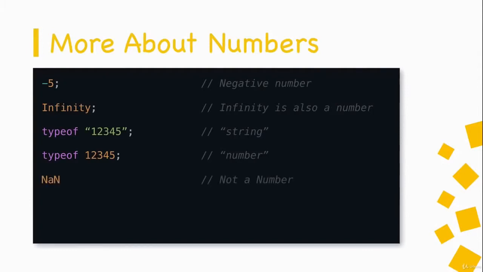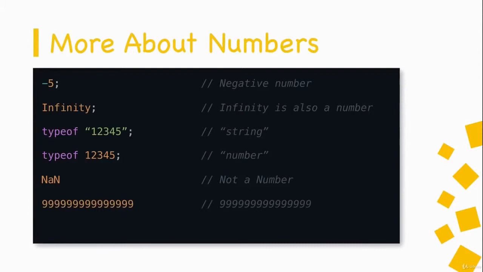There's also the special keyword NaN. NaN stands for not a number, and this is what JavaScript will output if the calculation results in not a number or the calculation is not valid. You'll see more examples of NaN returned in later lessons.